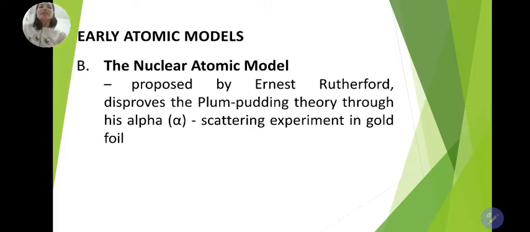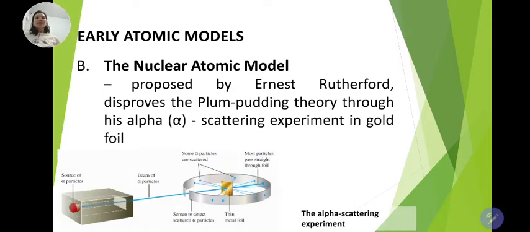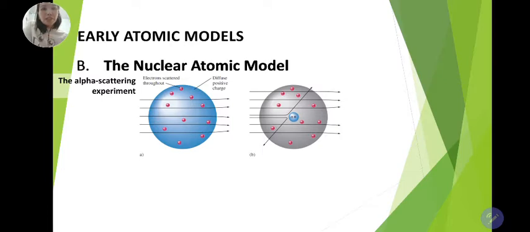Yung nuclear atomic model naman was proposed by Ernest Rutherford. He disproved or discredited yung plum pudding theory through his alpha scattering experiment in gold foil. So meron siyang ibang technique na ginamit which disproves the plum pudding theory. So ito yung ginamit niyang alpha scattering experiment. Yan yung diagram. So, gumamit siya ng beam of particles. And then, yan yung nakita niya. Electrons scattered throughout a diffuse positive charge.